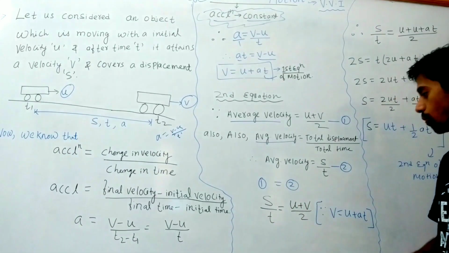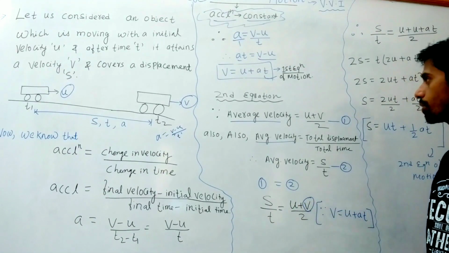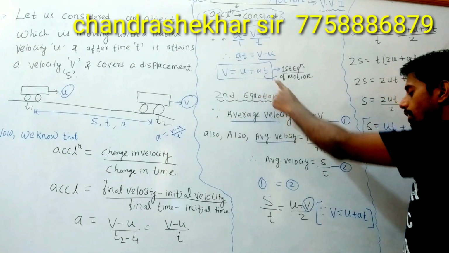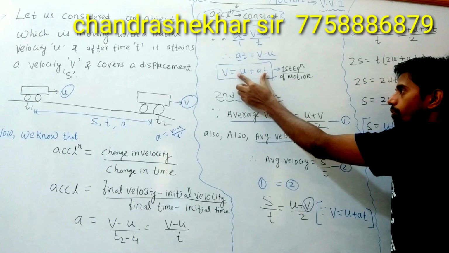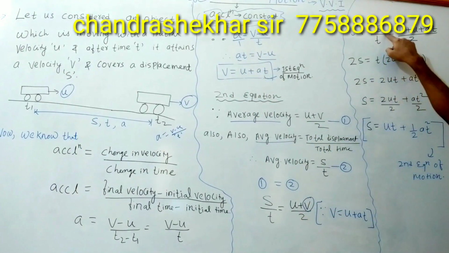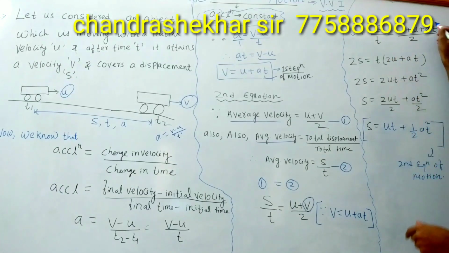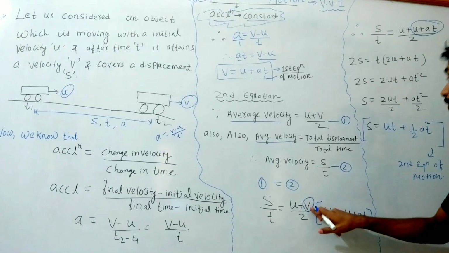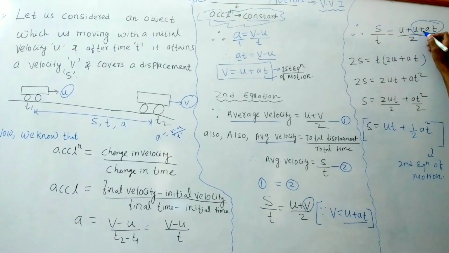Here you can see we know the value of v from the first equation. What is the value of v? v is equal to u plus at. So you directly put v is equal to u plus at here, and what will you get? s by t is equal to (u plus u plus at) upon 2, so s is equal to t times (2u plus at) upon 2.